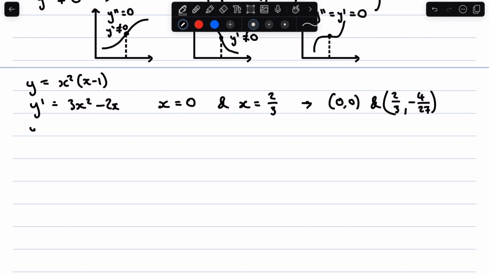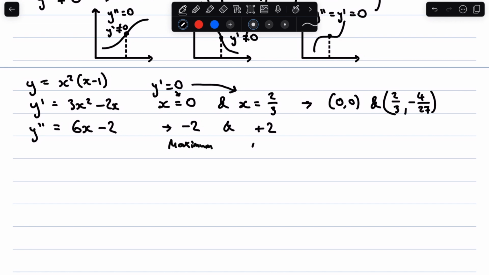And so our y double prime is equal to just 6x minus 2. And so for these corresponding cases of x equals 0 and x equals 2/3, we have y double prime equaling minus 2 and plus 2. And these stationary points, I should have mentioned, are where y prime equals 0, which leads to these two points here, and so then leads to our understanding of y double prime. So as y double prime for this first x equals 0 point is negative, this is a maximum, and then this is positive, so it's a minimum.